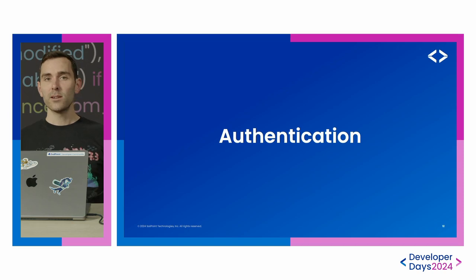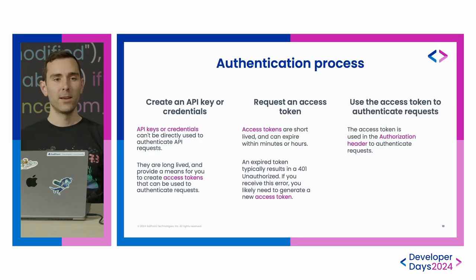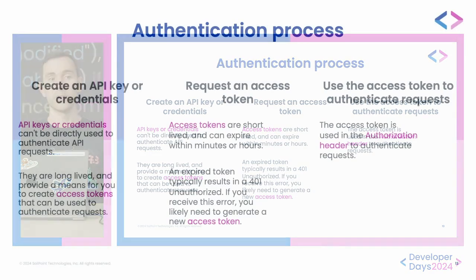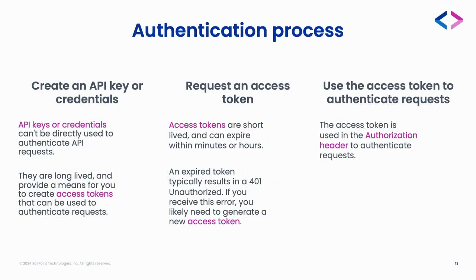All right, next we'll talk about authentication, which is how you obtain a secure token that allows you to access an API. So the authentication process for most REST APIs is to first create an API key or credentials that allow you to generate tokens or just in general authenticate with an API. These credentials are typically long-lived. Again, they're meant to be for you to create access tokens, which are shorter-lived, so that you can authenticate.